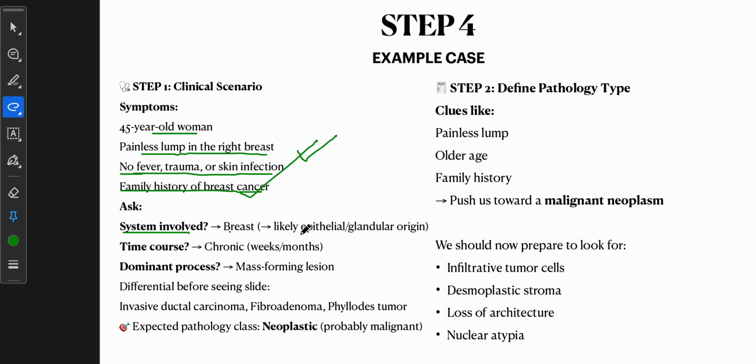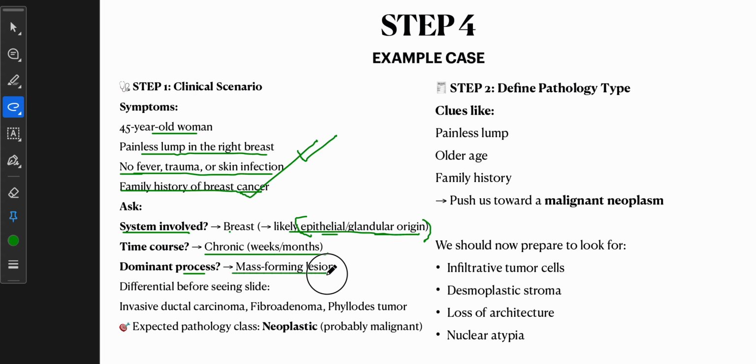It is breast, which might be of epithelial or glandular origin. Just by knowing the system involved, the diagnosis is narrowed down to just epithelial or glandular origin, right? So what is the time course? It is chronic, weeks or months maybe. And what is the dominant process?